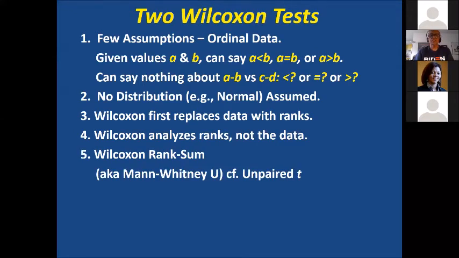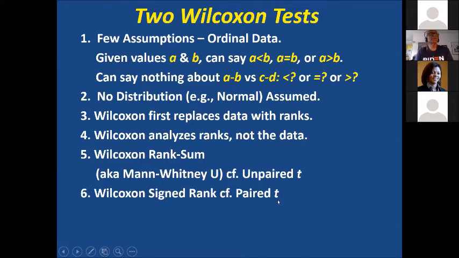So there are two major Wilcoxon tests. One corresponds to the unpaired t, called the Wilcoxon rank sum. It's often also called Mann-Whitney, but it's the same. The other is a paired t analog, which is called the signed rank. And I'll show you in a few minutes why one is called rank sum and one is called signed rank. I mean, to me, they sounded the same.